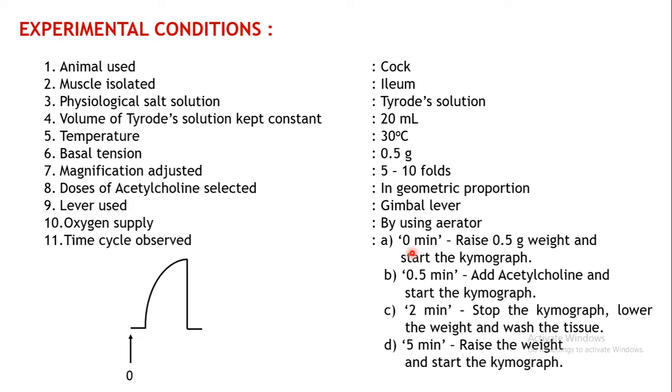So at 0 minute, raise that 0.5 gram weight, that is your basal tension, and start the kymograph. Okay, so it will run a baseline for 30 seconds. Ideally the baseline is run for 30 seconds. Then at 0.5 minutes, that is after 30 seconds, meaning half a minute, at this particular point you need to add the acetylcholine and start the kymograph.